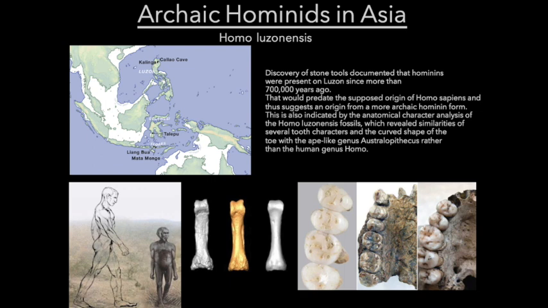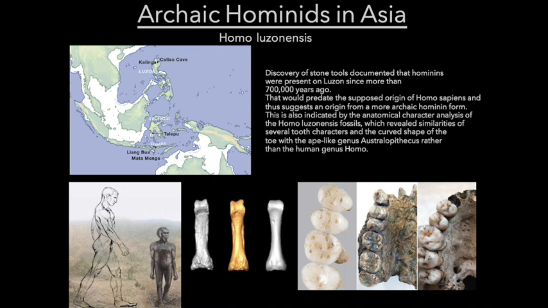Like, it's just fascinating to imagine actually seeing these things. The discovery of stone tools documented that hominins were present on Luzon since more than 700,000 years ago. This species, I think, was 60,000 years ago, but there's evidence of human occupation on that island 700,000 years ago. They're not sure who. They're not sure if it was Homo erectus or this particular species or another, but it goes back that far.